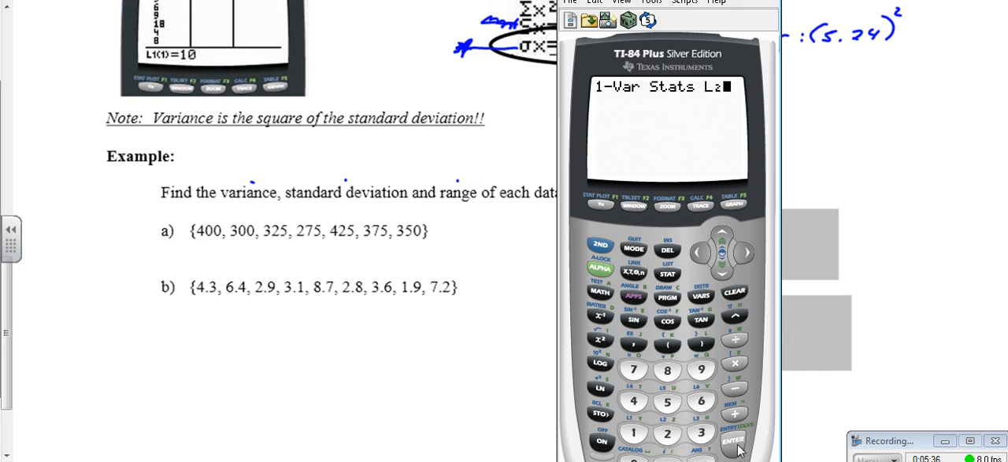Now if you don't have anything on, if you just have list 1 listed with no other information on any other list, list 1 will be the default. But since I have a list of different numbers here, I want to be specific and say list 2. I go enter, and here's my average, 350. Okay, well I want standard deviation, which is 50. Alright, the variance is 50 squared.